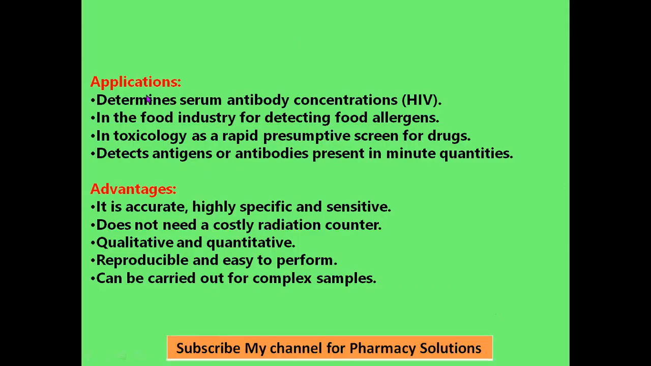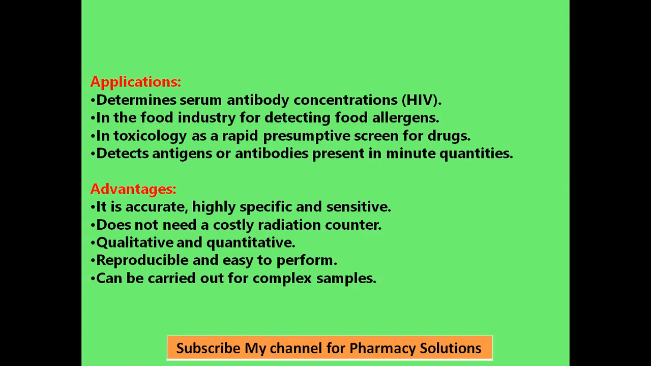Coming to the applications of ELISA, it determines serum antibody concentration. This test is used to detect the HIV virus; to diagnose HIV, you can carry out this test. It is also used in the food industry for detecting food allergens, which are responsible for allergy. In toxicology, it is used as a rapid presumptive screening for drugs.